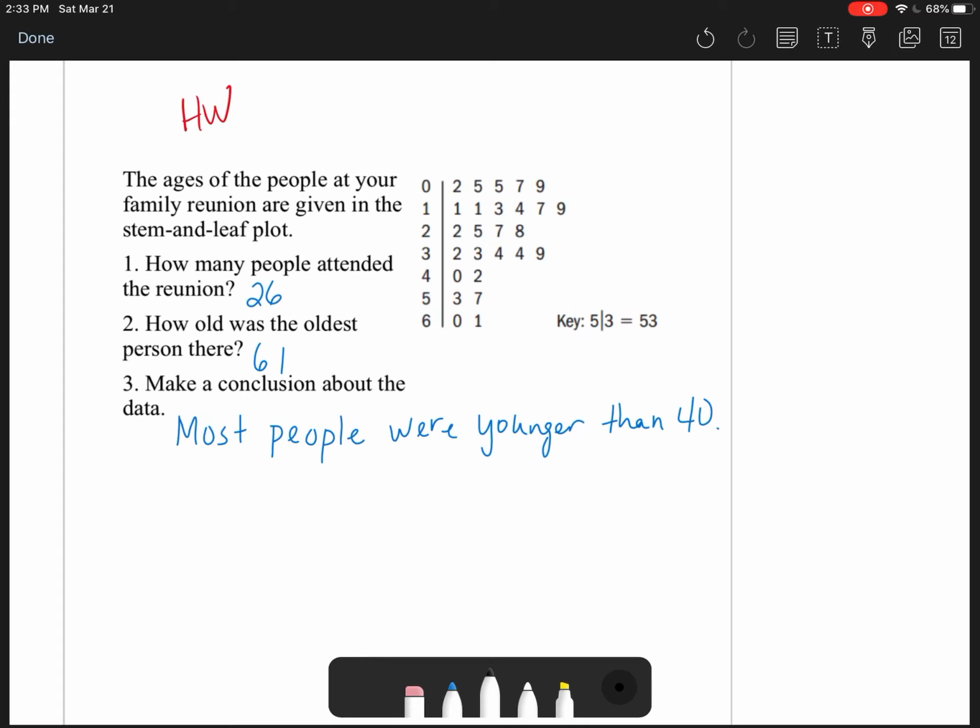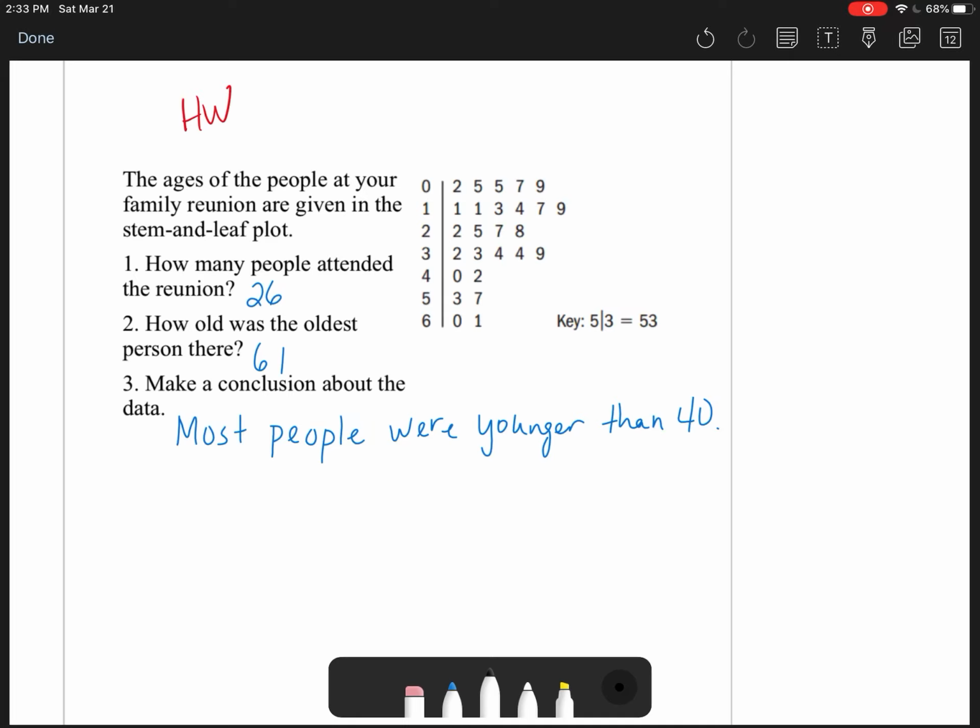This question says the ages of the people at your family reunion are given in the stem and leaf plot. How many people attended the reunion? In order to find how many people attended, all you have to do is count the leaf columns, the leaf side, and we get 26 from that. How old was the oldest person there? 61. Make a conclusion. The conclusion that I see here is that most people were younger than 40.